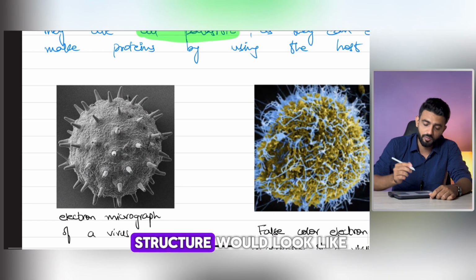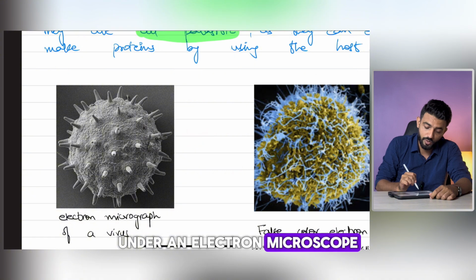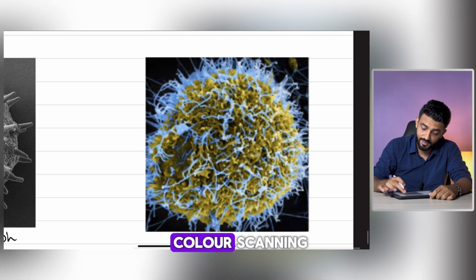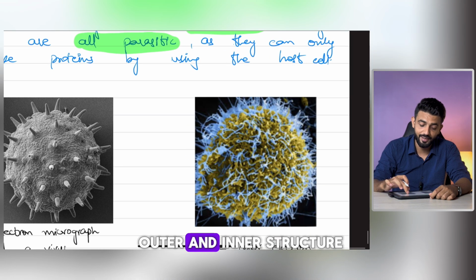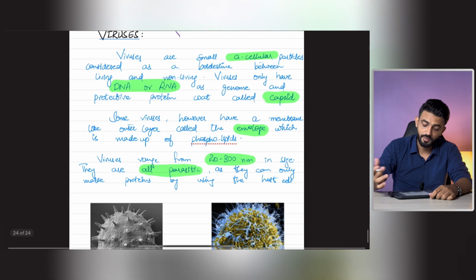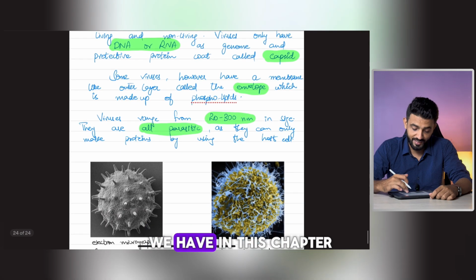This is what the structure would look like under an electron microscope. This is the false color scanning. You can see the outer and inner structure. And that's all that we have in this chapter.